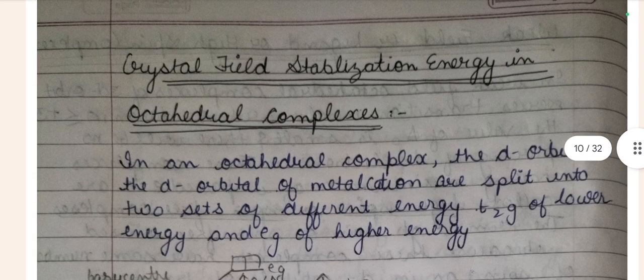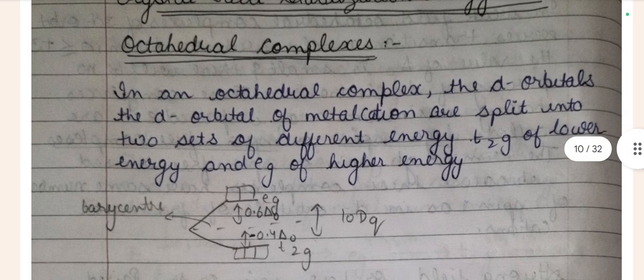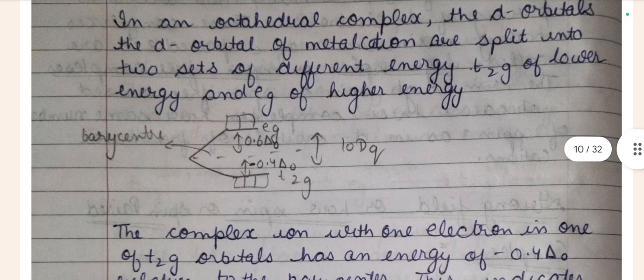Crystal field stabilizing energy in octahedral complexes. In an octahedral complex, the d orbitals of the metal cation are split into two sets of different energy, t2g of lower energy and eg of higher energy, and the energy gap between them is 10 Dq.